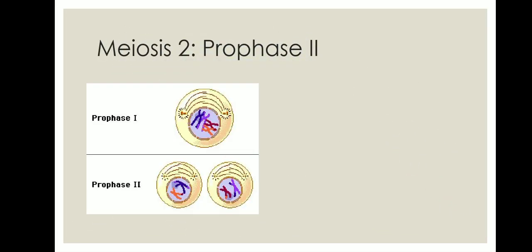Meiosis 2, prophase 2. Again, the chromosomes condense, the nuclear envelope breaks down, and the spindle apparatus forms. The major difference between prophase 2 and prophase 1 is the fact that the daughter cells only have one copy of each homologous chromosome. So in prophase 2, there is no synapsis of homologous chromosomes or crossing over.